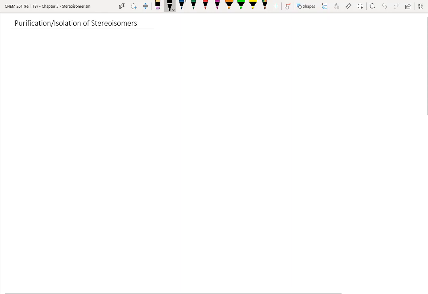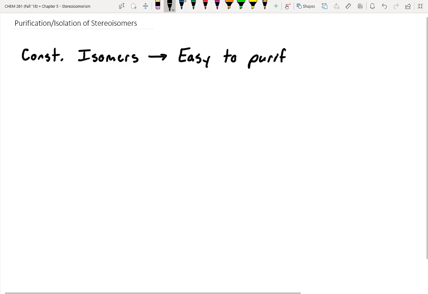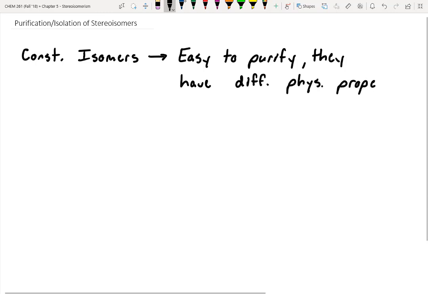So which isomers are easy to separate from one another? Constitutional isomers? So constitutional isomers are easy to separate or easy to purify. And why is that? They have different physical properties. Right, so we saw all the way back, I think in week 1, some constitutional isomers maybe can H-bond while others cannot. So you can purify those, no problem.